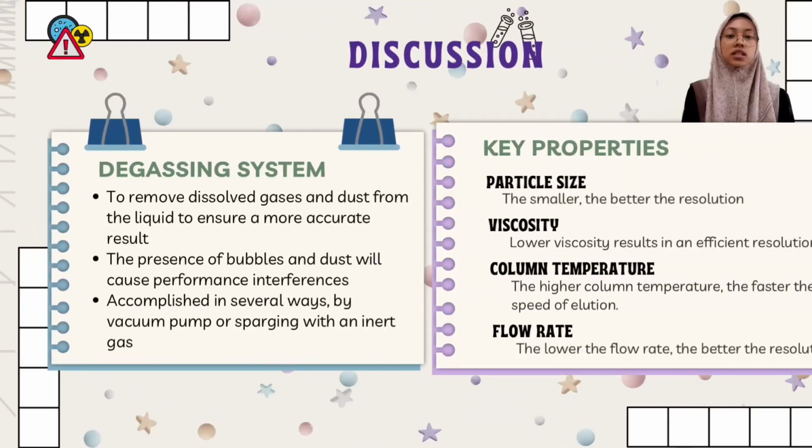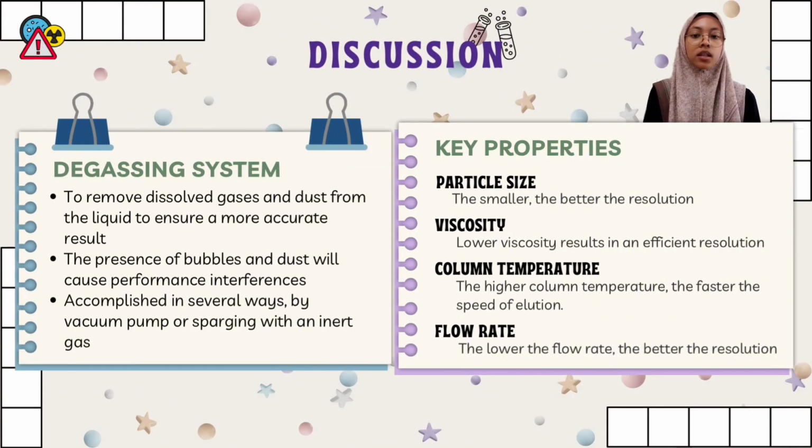Now, moving on to the discussion of this presentation. HPLC, High Performance Liquid Chromatography, is a broad analytical chemistry technique used to separate compounds in a chemical mixture. These separations utilize the pressure-driven flow of a mobile phase through a column packed with a stationary phase. And there are two types of HPLC, which are reverse phase HPLC and normal phase HPLC.